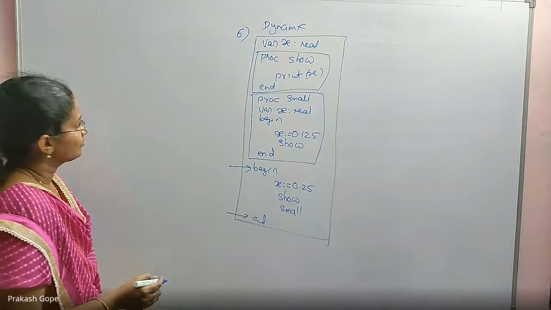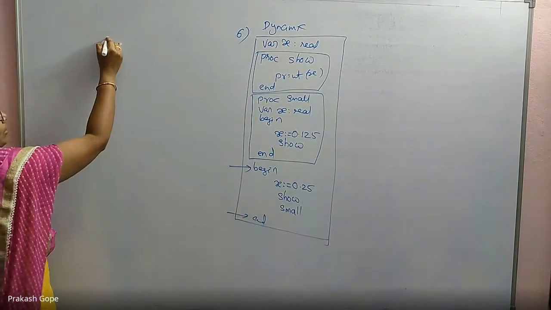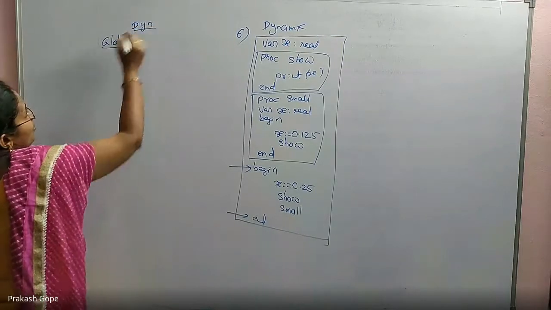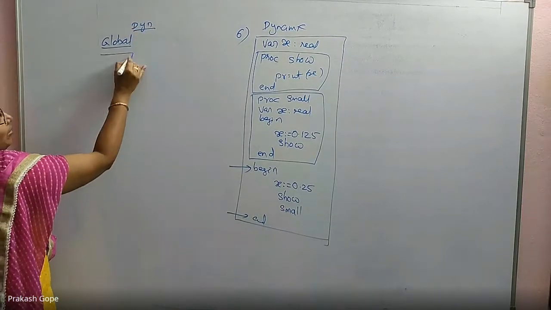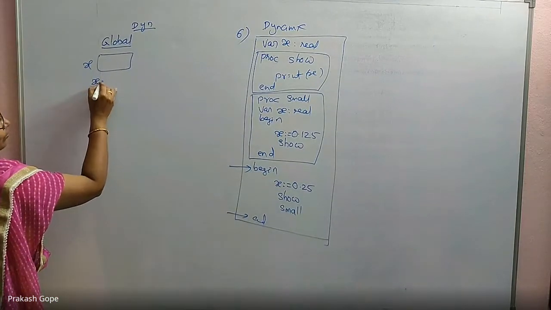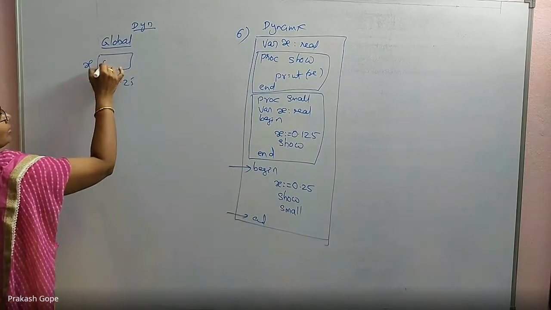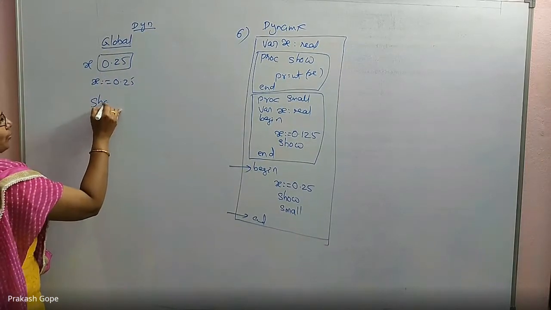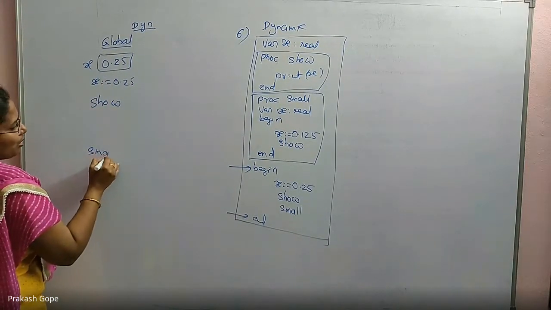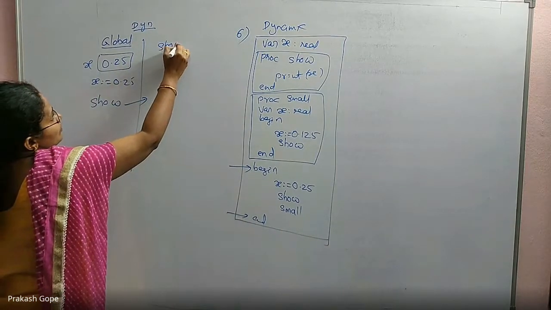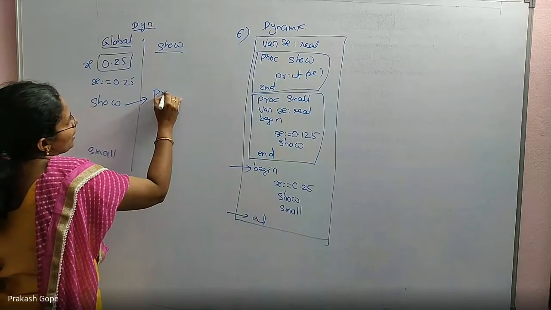Let me execute here. Global environment. Solving dynamic scope. There is a variable x. Start execution. x equal to 0.25. 0.25 is assigned to global x. Call procedure show. Then small. So first procedure show. It has only one line, print x.